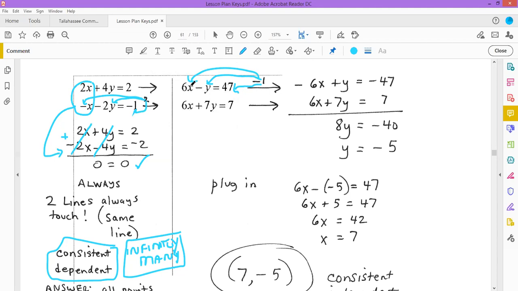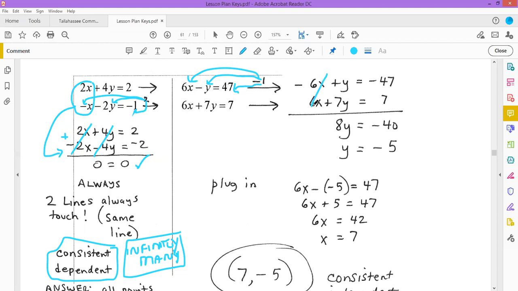So that top equation is rewritten. Negative 1 times 6x gives us negative 6x. Negative 1 times minus y gives us plus y. And then negative 1 times 47 gives us negative 47. The second equation stays the same, so we carry it over. And then we add the top and bottom equations.